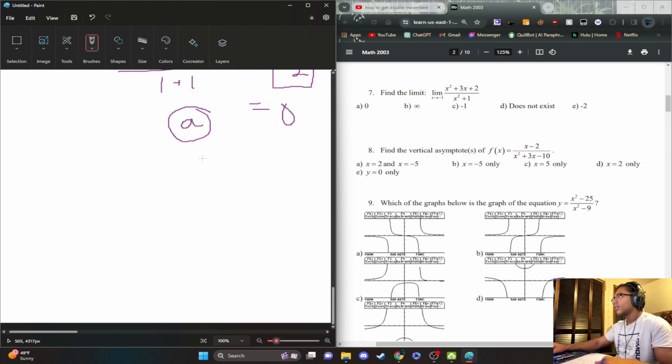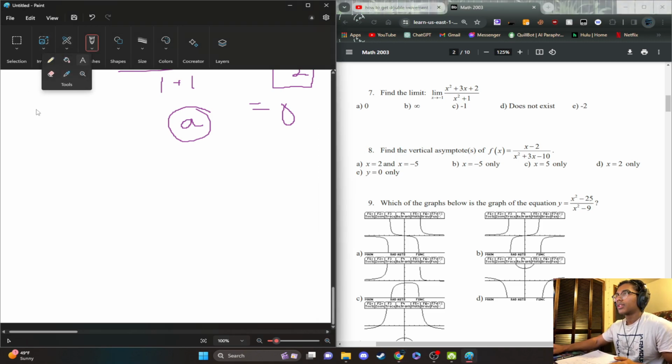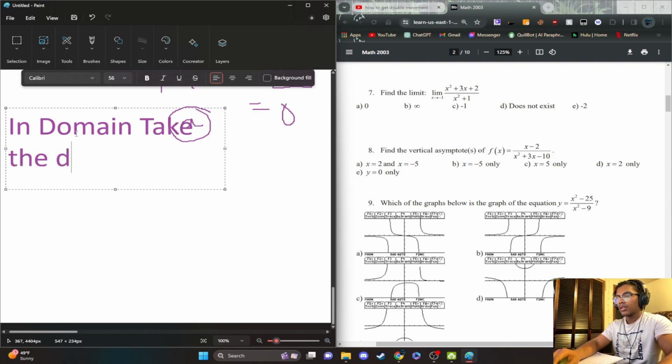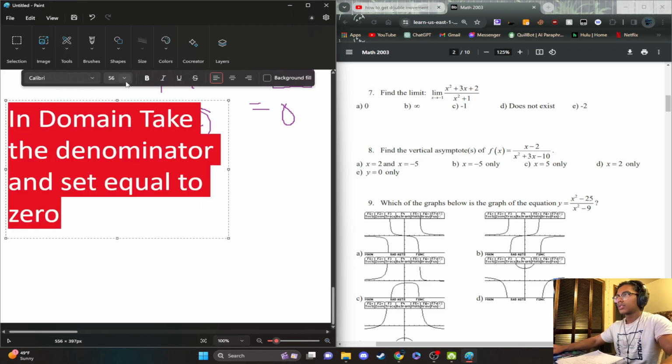Okay. Find a vertical asymptote. According to my notes, vertical asymptote is basically the same thing as domain. In domain, take the denominator and set it equal to 0. Now, once you do that, let me just put it in a smaller font. 36 is fine.